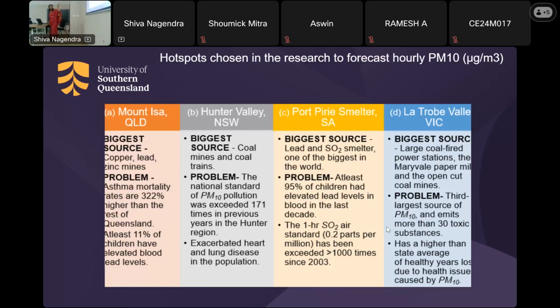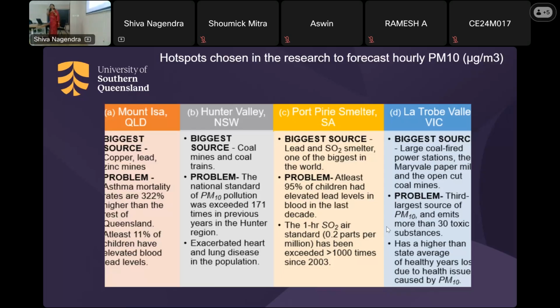Hunter Valley, why was it chosen? Because we have a lot of coal trains, we have a lot of coal facilities there, and the particulate matter PM10 pollution exceeded limits 171 times in previous years in the Hunter region. So if you just Google Hunter Valley problem, it will come up. Highest blood lead levels in people who are living there, and it's a very vast region. It's not like one town or one suburb. It's a vast valley. Heart disease and lung disease are very common.